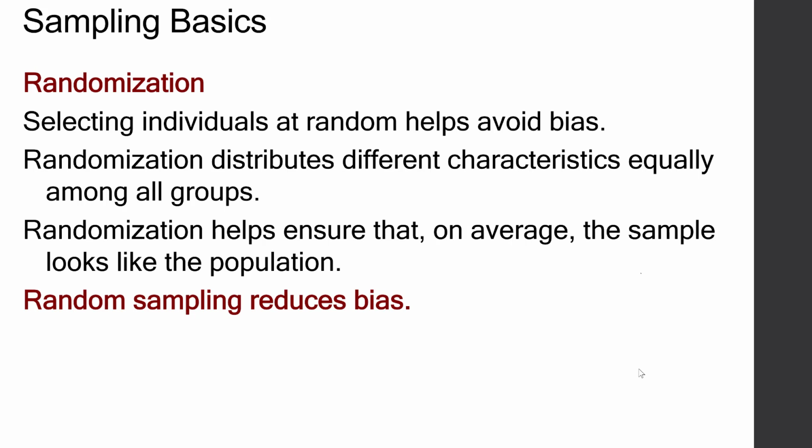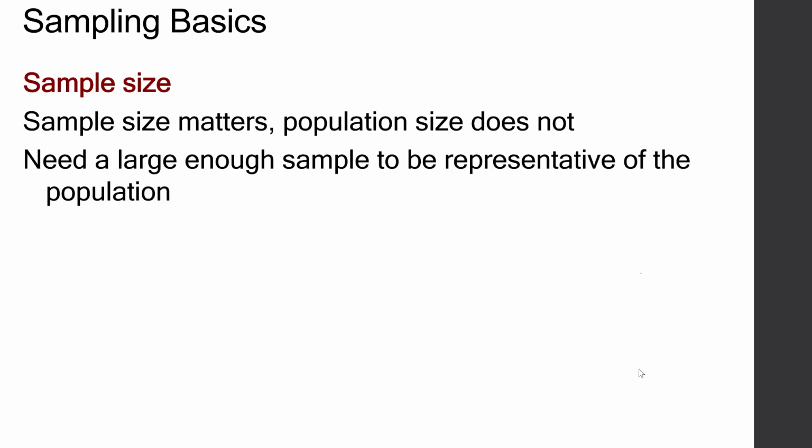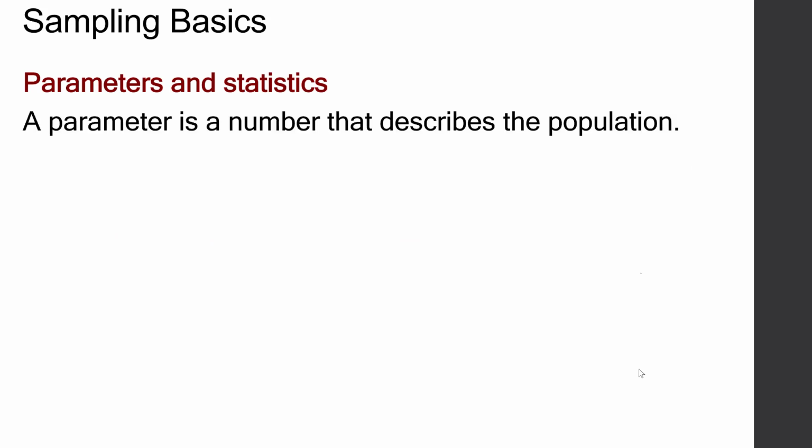A bad sampling scheme is bad whether it's for 10 observations or for 1 million. All right, sample size. Sample size matters and the population size doesn't. You need a large enough sample to be representative of the population. A larger sample reduces variability. So a way that you can reduce variability, whenever I ask you, you should always tell me, get a bigger sample.